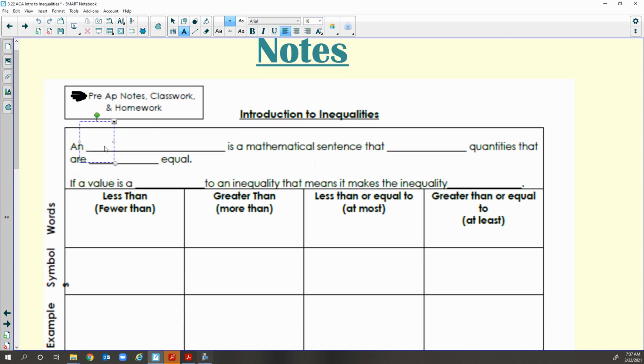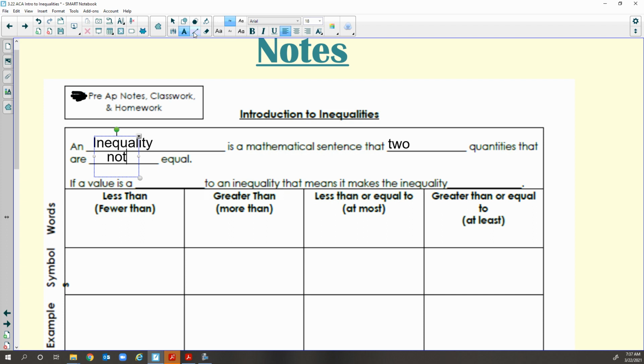In our first blank, we're going to write that an inequality is a mathematical sentence that compares two quantities that are not equal. You guys remember inequalities from elementary school. This is when we have the different symbols, right?